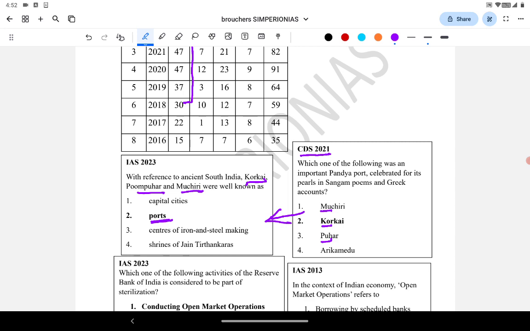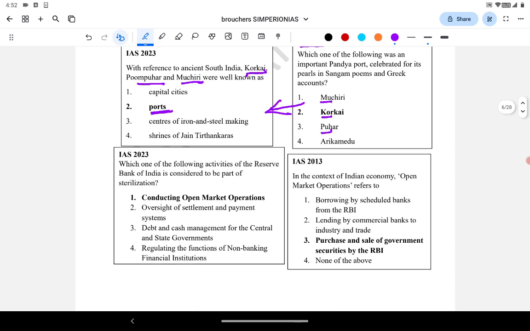Let's go to the next question. The next question is on open market operations. Let's consider a 2013 question. They asked which one of the following is a correct definition with respect to open market operation, that is purchase and sale of government securities. That's the correct answer. The purchase and sale of government securities is, you can say, considered a part of sterilization. Which of the following activities of RBI, Reserve Bank of India, is considered part of sterilization? It's open market operations. If you had just done the 2013 questions, you could have easily done this question as well.